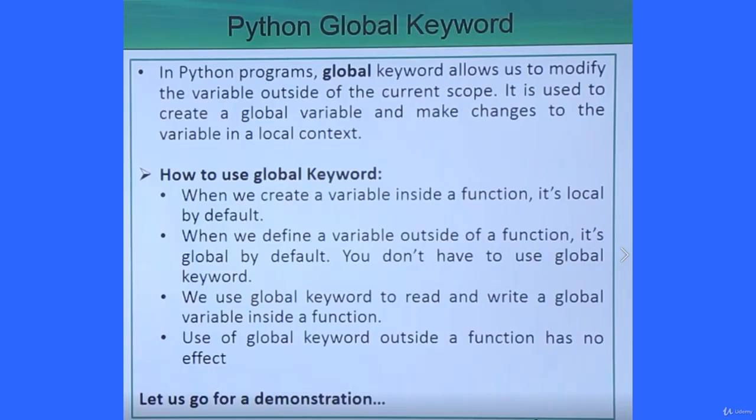So whenever we define a variable outside of the function, by default it has global scope. Whenever we define a variable within the function, it has local scope. But the third point is very interesting: we use the global keyword to read and write a global variable inside or from the function itself. So for a better idea, let us go for one practical demonstration to show you how the global keyword plays a magic in our scope definition of a variable.